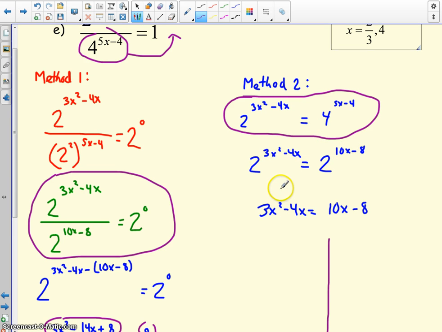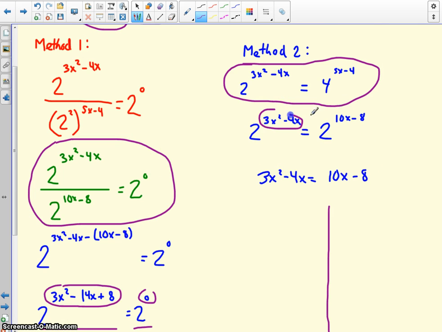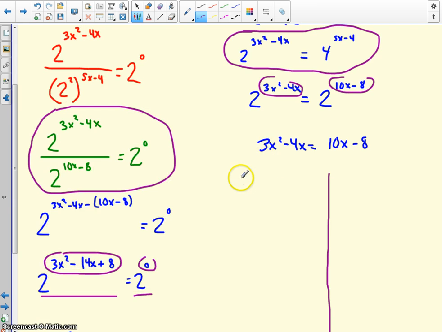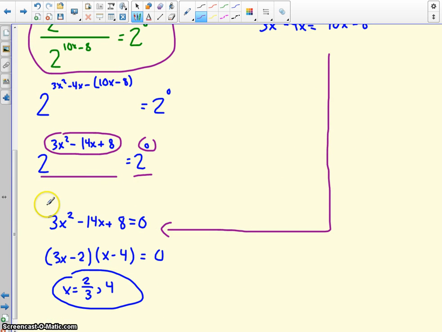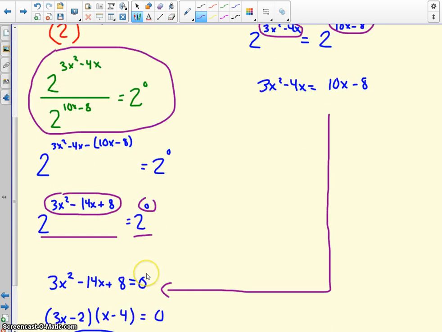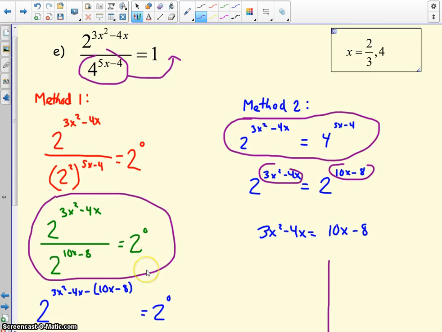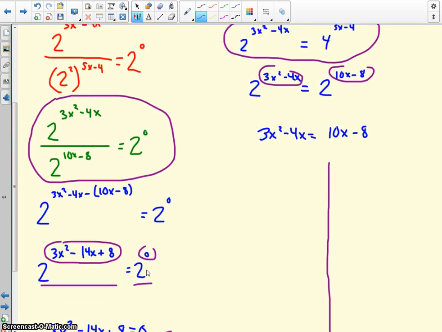I can equate the exponents, so I get 3x squared minus 4x equals 10x minus 8. And even though it's not already equal to 0, it's still a quadratic equation, so I know I have to get everything over equal to 0 on one side. Once I do that, I wind up at this second last step down here. So I then factor and get my solutions in this case. So a couple different approaches here. Both will get to the same place, just a matter of what you find easier.